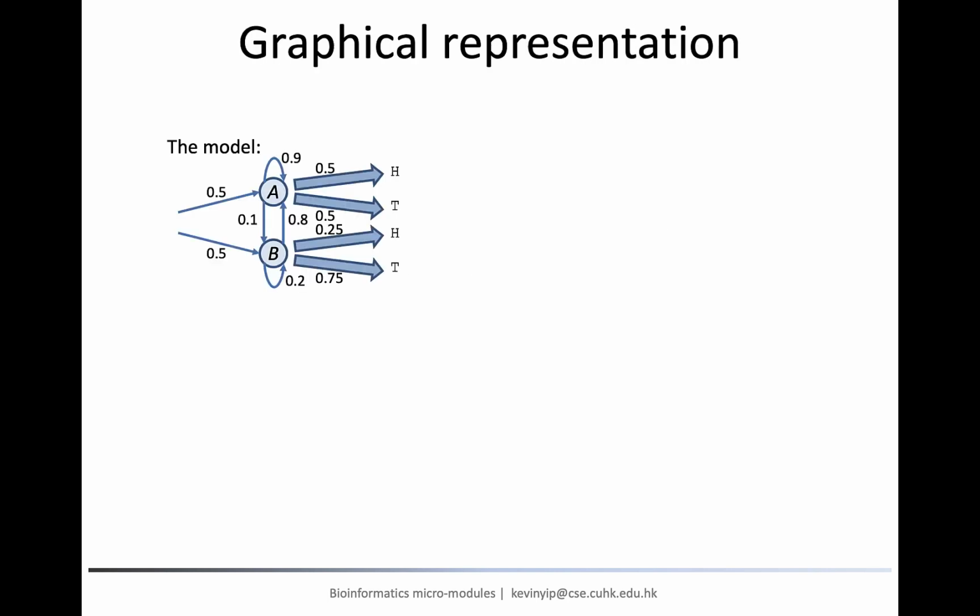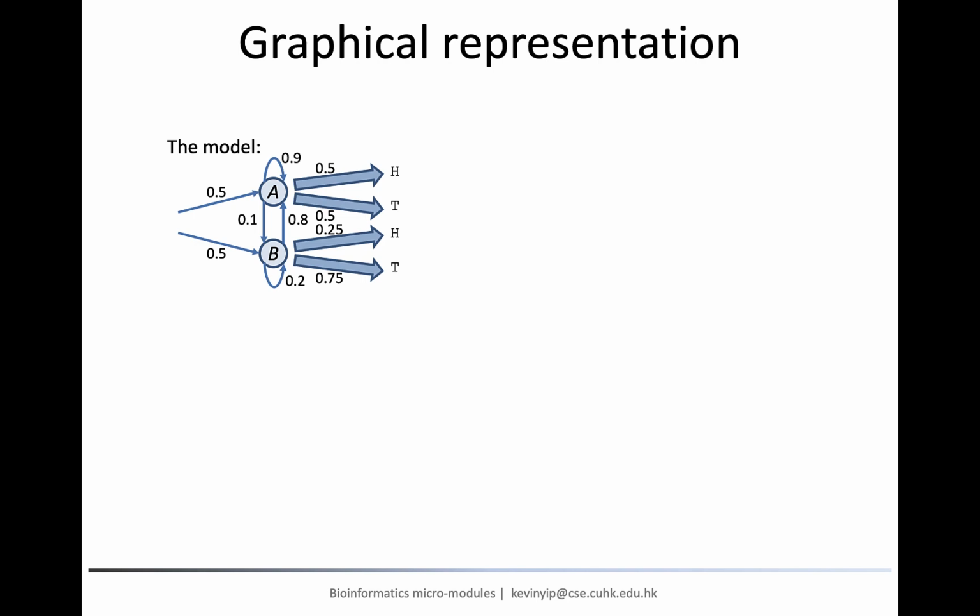We can summarize the whole process by a graphical representation. Here we use the two nodes labeled A and B to represent the two coins. The left two arrows pointing to these nodes indicate the initial probabilities of choosing the coins. The arrows pointing from one node to the other or back to itself indicate the probabilities of drawing a coin next time given the coin drawn this time. Finally, the thick arrows on the right indicate the probabilities of the outcomes given the coin used.